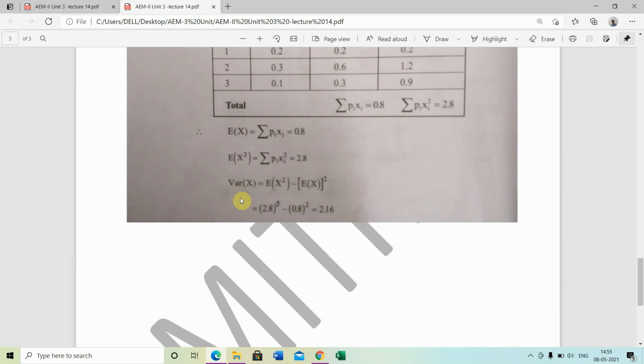And variance of x is E(x²) minus (E(x))². So 2.8 minus 0.8 squared equals 2.16. This way we find the variance of x.